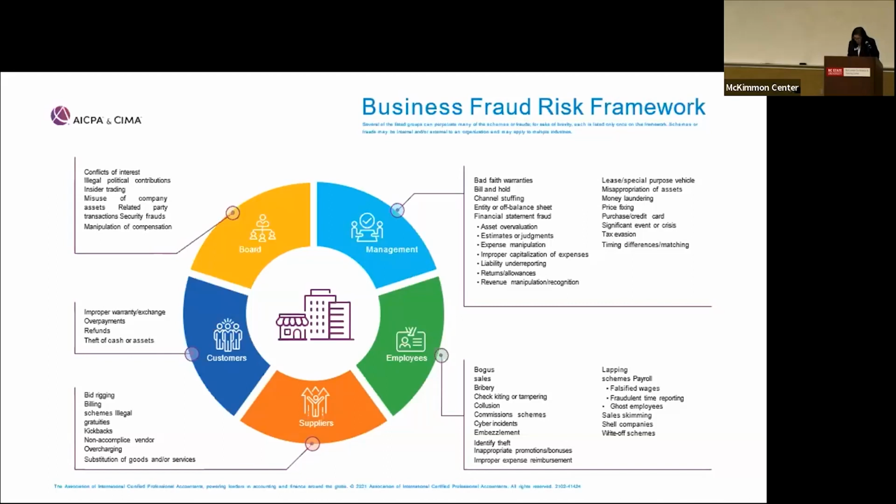So suppliers. I'm going to skip the dark blue. That's customers, which I don't think really applies to higher education. Suppliers, I think out of that list, it starts with bid rigging at the top. I think that's at the top because it could be most material to your organization in terms of dollars. And as I said, often with bid rigging, there's more than one person involved.